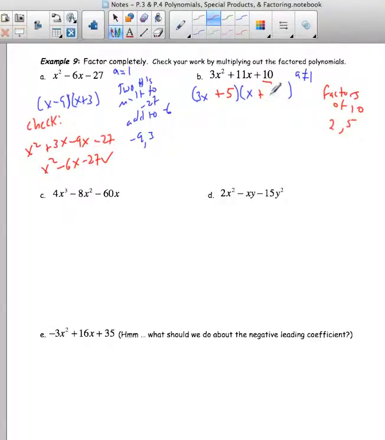So I'm going to put the 5 in the first and the 2 in the second, and now we're going to check. To check, I need to check the OI terms, as I call them, so the outer and inner terms. I already know the first terms are going to multiply to 3x squared, and the last terms are going to multiply to 10. That's how I chose these terms. But 5 times x is 5x, and 2 times 3x is 6x. Together, those are going to add to 11x. So this works. The other way is the AC method.